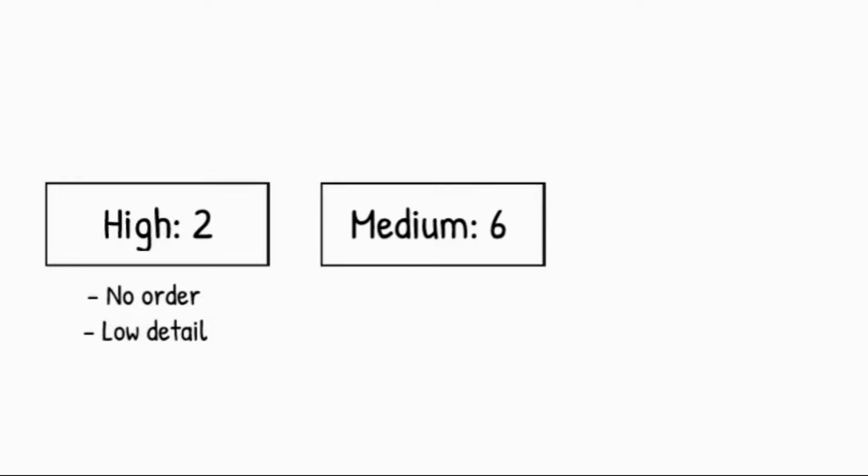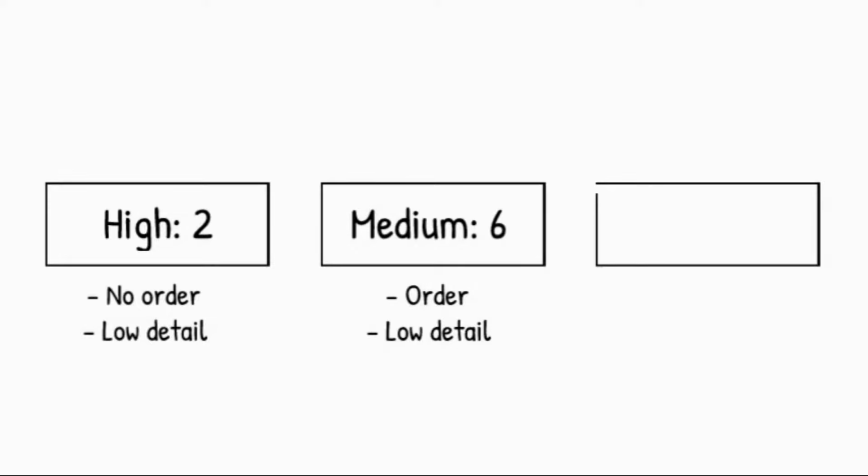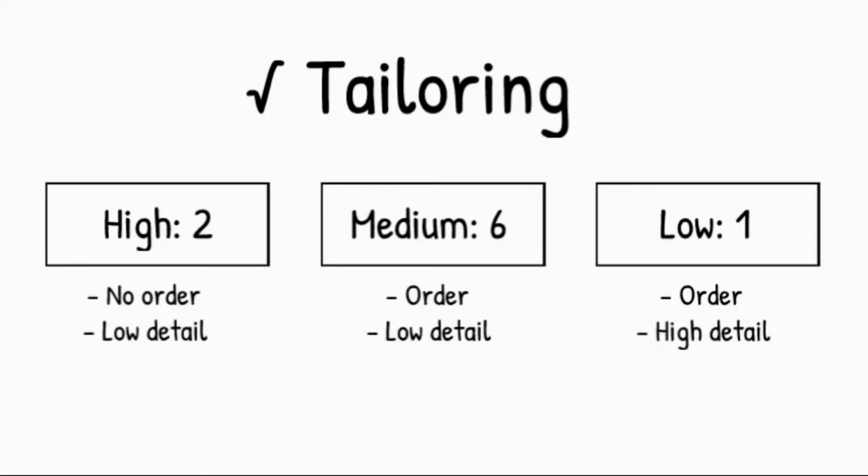6 had a medium degree of flexibility, as they suggested an order in which the actions should be carried out, yet the actions were described in low detail. 1 had a low degree of flexibility, as it suggested an order in which the actions should be carried out, and the actions were described in high detail. It is worth noting, however, that all manuals allowed or required the user to tailor actions in the intervention to suit the specific situation.